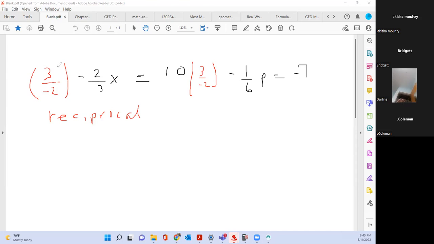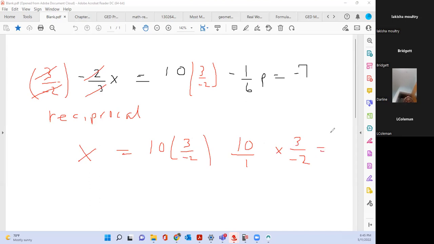Okay, so now let's do it. The 3's cancel, the 2's cancel. I have x equal 10 times 3 over minus 2. Well, that's 10 over 1 times 3 over minus 2. 10 times 3 is what? 30. 1 times minus 2 is what? -2. So x is equal to 30 over -2. And what's 30 over -2? -15.